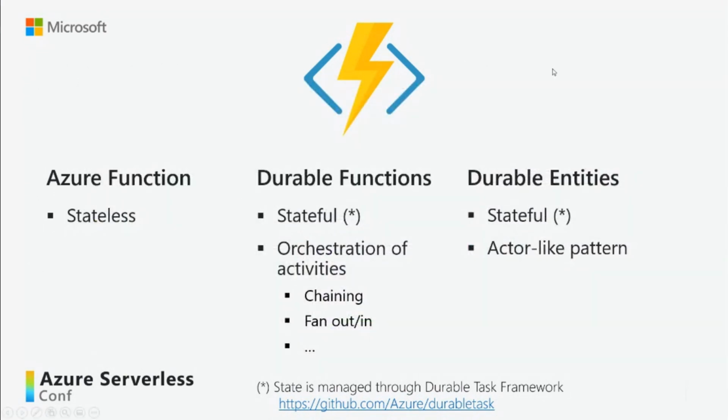So before we talk about durable entities, let's just have a look at what Azure Functions leverages. So the traditional Azure Functions are stateless functions where you can use the bindings to really build serverless applications. Now, Azure Functions also has 2 different flavors of functions, which you can mix and match with the traditional Azure Functions. First of all, we have durable functions, which are stateful, and they are typically used for doing orchestrations of activities such as chaining functions, doing fan out, fan in, monitor scenarios, and more.